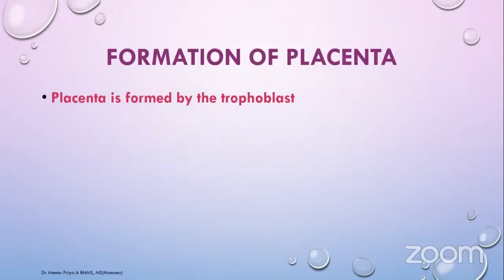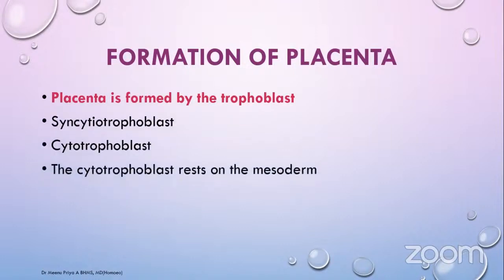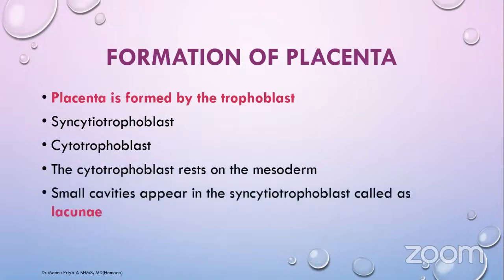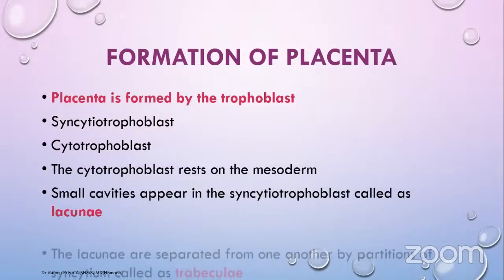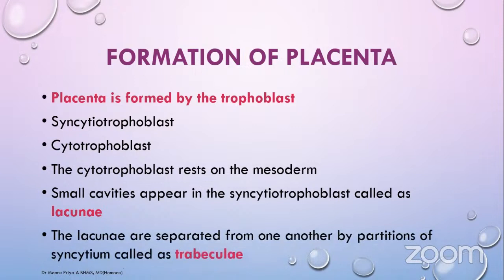Next, formation of placenta. Placenta is formed by the trophoblast: syncytial trophoblast and cytotrophoblast, and the cytotrophoblast rests on the mesoderm. Small cavities appear in the syncytial trophoblast, called lacunae. These are spaces between the syncytiotrophoblasts. The lacunae are separated from one another by partitions of syncytium called trabeculae. These are important terms; you have to know the meanings.